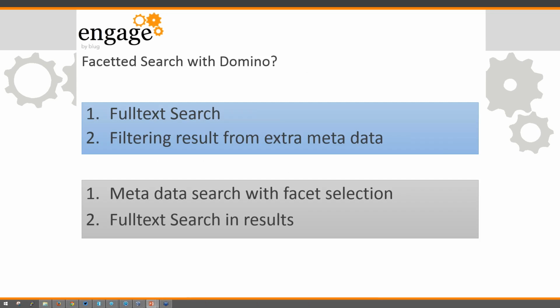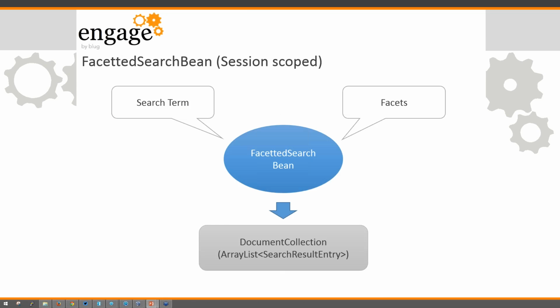So if we are working with Domino, we have two steps for getting a faceted search result. The two steps are shown here. You start with a full text search and then filter with extra metadata, or the other way around. You filter with metadata, get a result, and search full text in that result afterwards. So both is possible, and my little bean tries to cover both variations. There's always room for improvement, but this is just a start.